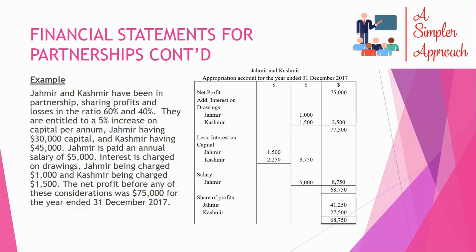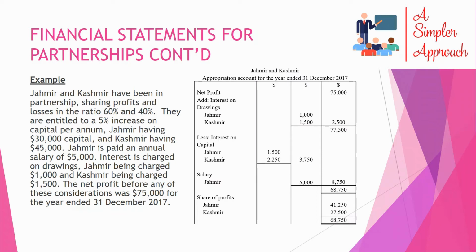Interest on capital, 5% for Jamir and 5% for Kashmir. Now, this 5% is calculated against their capital balance, which means 5% of 30,000 is 1,500. That's for Jamir. And 5% of 45,000 is 2,250. That's for Kashmir. Add the two together, bring it over in the second column, let it sit there for a while.